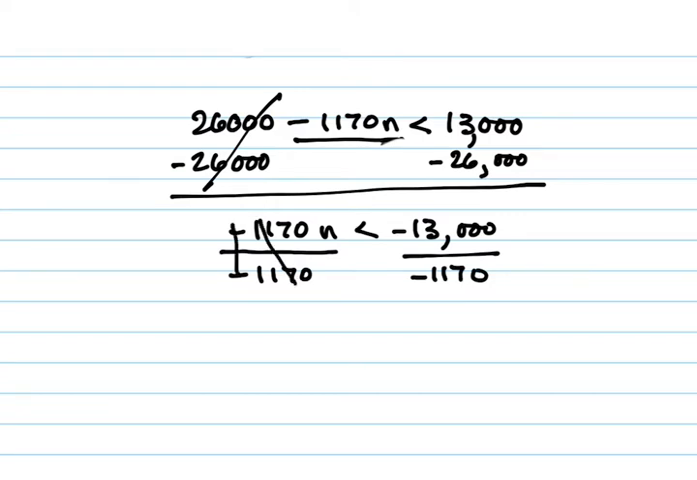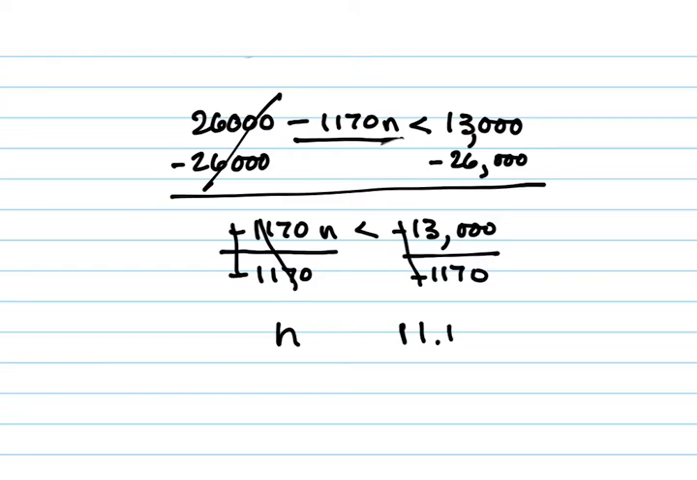Now, the negative and the 1170 will divide away over there. The negative will divide away over there. Can somebody tell me what 13,000 divided by 1170 is going to give me? Sorry? 11 exactly? Okay, so 11. All right, so we rounded it to 11 years.